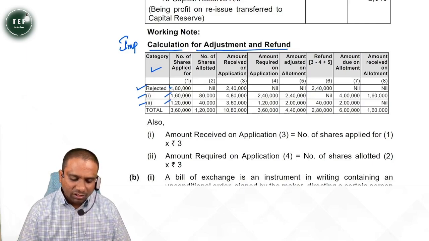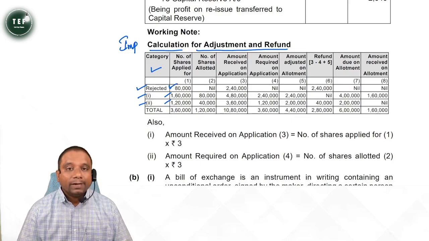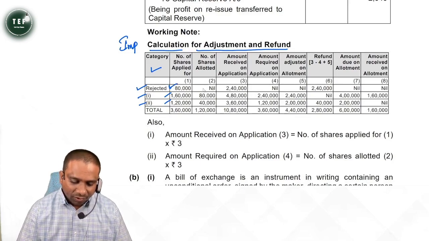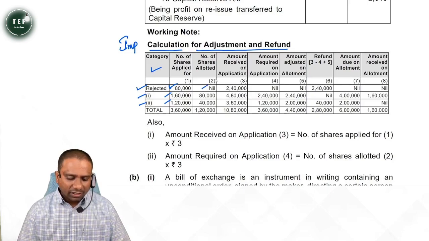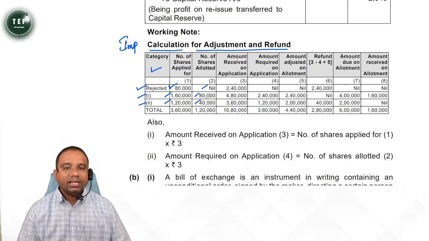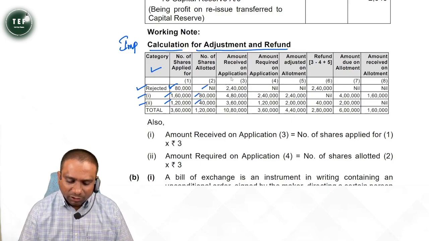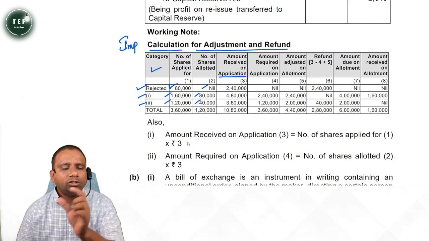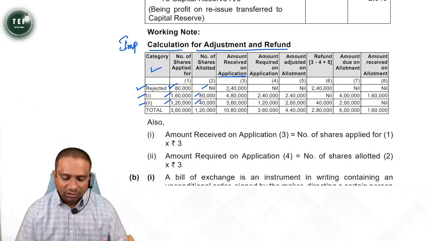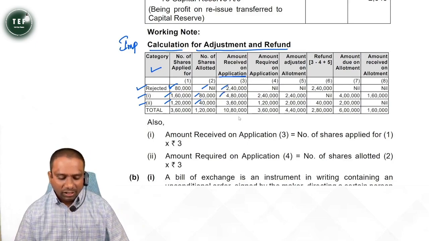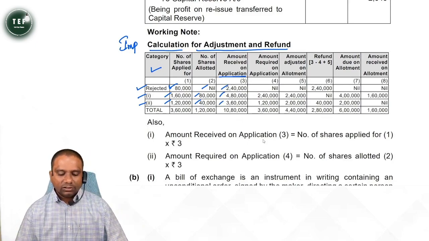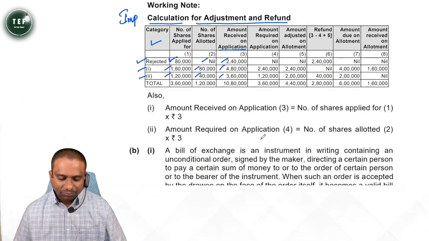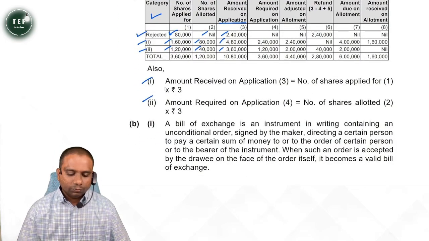And how many shares we rejected? 80. Next, number of shares allotted. Rejected, anyway, we didn't allot anything. First category 80, second category 40. Next, amount received on application. How much amount we receive on 80,000 shares? 3 rupees. 160,000 shares? 4,80,000. 1,20,000 shares? 3,60,000. Here they are giving the calculations also.